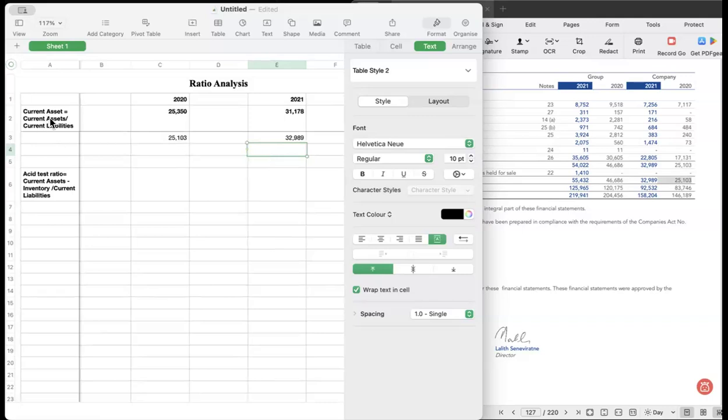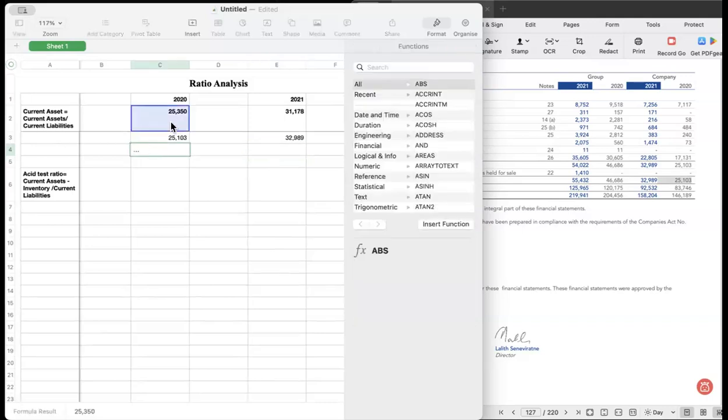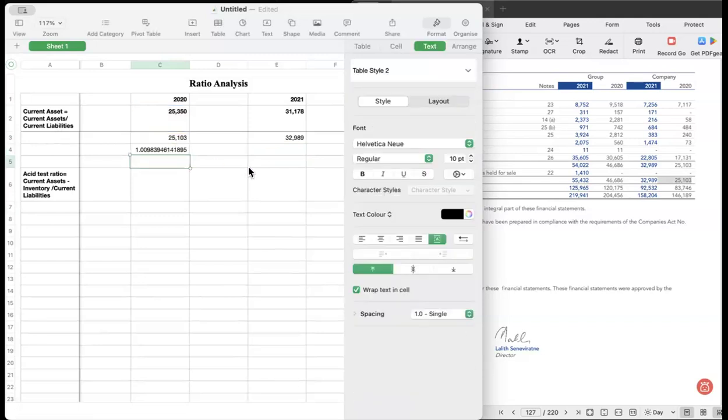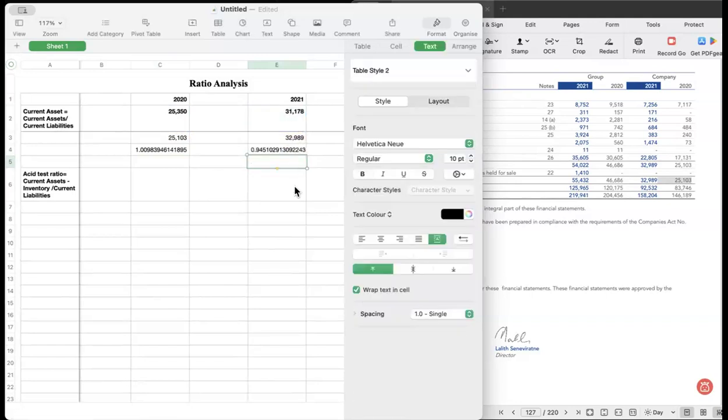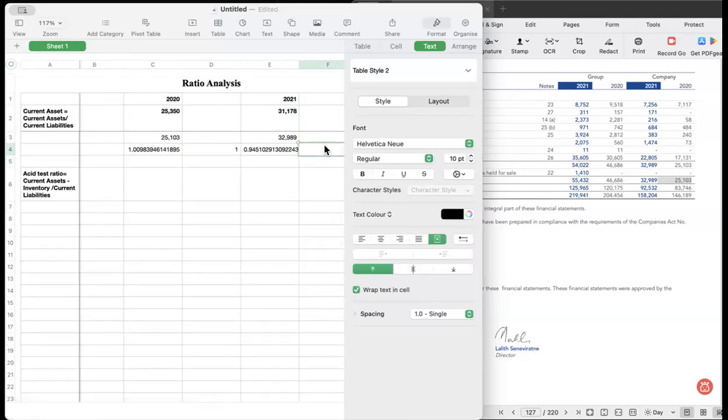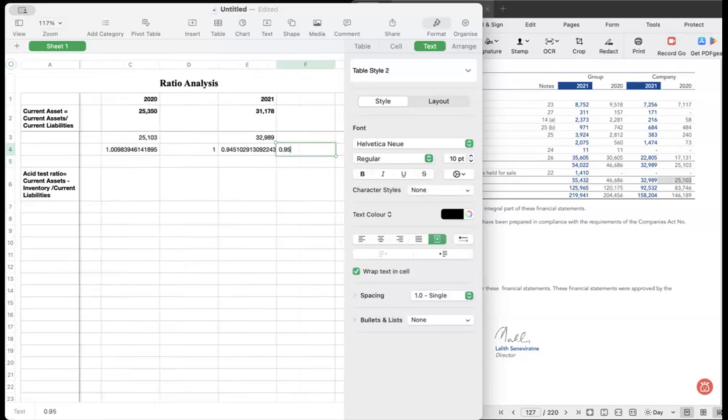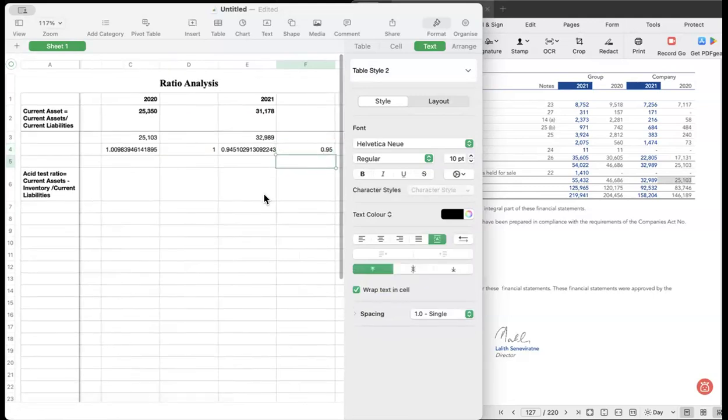Anyways, so now what are we going to do? Current assets divided by current liabilities. So we're going to simply do this, and this divided by this. So we got our answers. It's 1.0, so I'm just going to take 1, and 0.94, let's take 0.95. Clear? So we have 1 and 0.95, which is 1 time and 0.95 times.